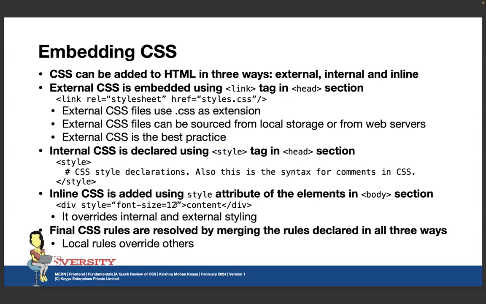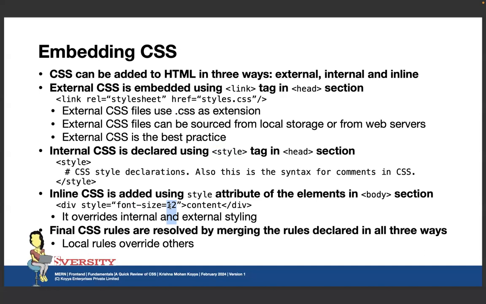Once you write several CSS rules inline or externally or whatever, the ultimate result of CSS rules would be governed by this rule. What is that rule? Local CSS always overrides the others. Means if there is a div element with this kind of styling, where the font size is 12, that is what inline we are defining, right? Even if in the internal CSS you say that the div element should have a font size of 14, the inline 12 overrides the internal CSS definitions.